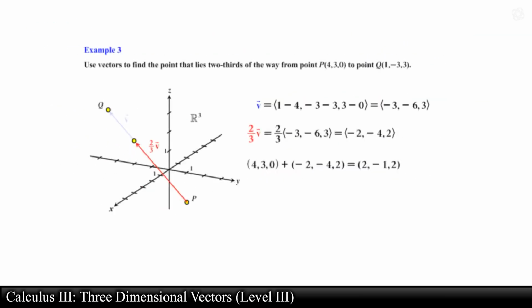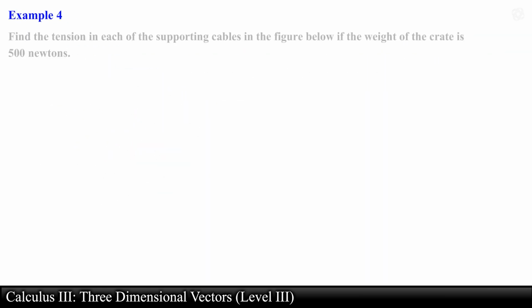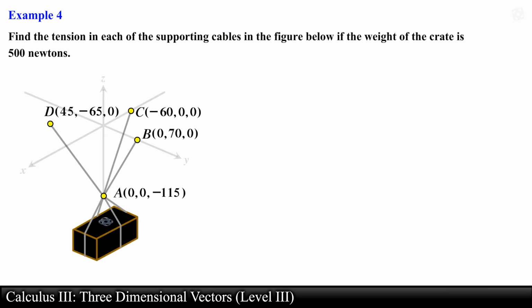Alright, let's end the video with the final example. Find the tension in each of the supporting cables in the figure below if the weight of the crate is 500 newtons. Alright, here we have a static equilibrium problem in three-dimensional space.